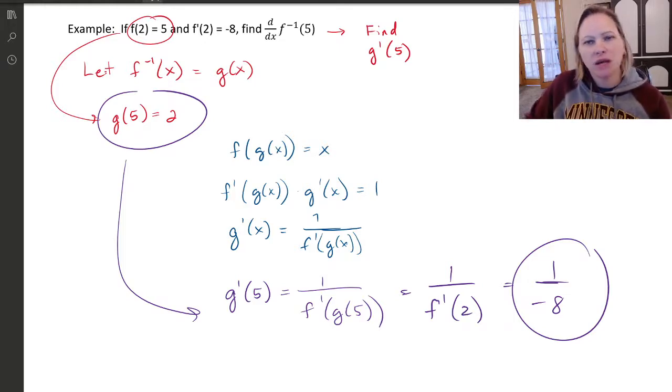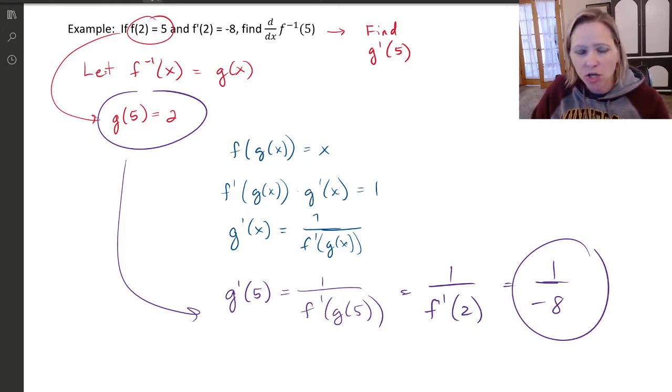So keep at it, practice this anytime you can, and they do tend to show up on the AP exam. So this is a good problem to know and be familiar with. But keep going, keep working at it. You've got this.